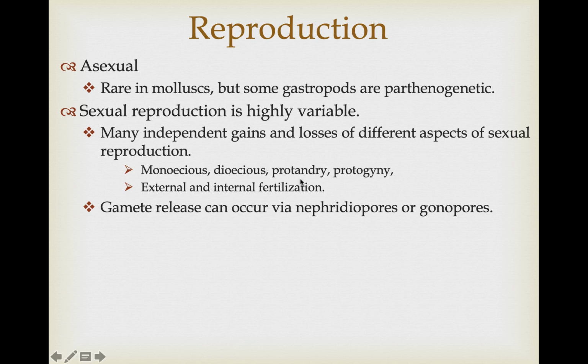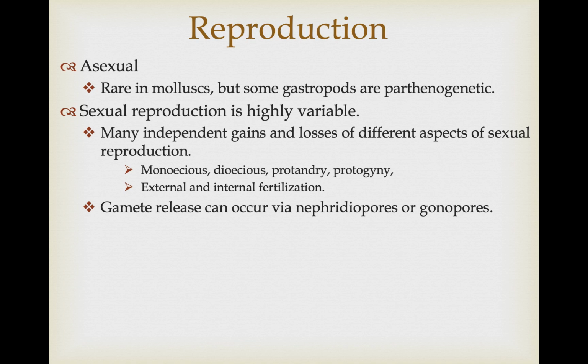So protandry is more common in species where you get more bang for your buck by being a large female because you can produce larger eggs late in life. Protogyny is typically associated with species that have male dominance. So if you're a small male, you're not going to be very lucky, so you better start off life as female.